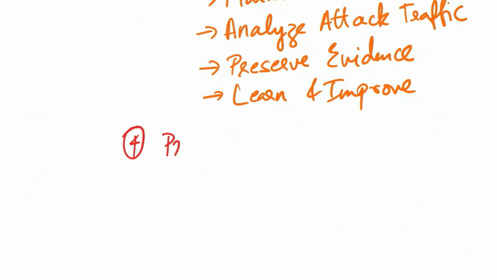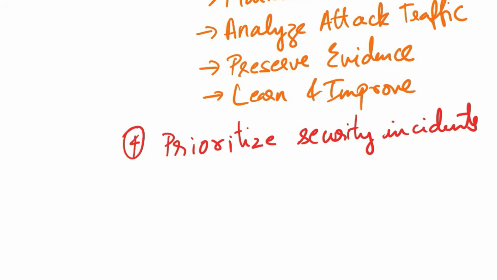The next question is, how do you prioritize security incidents? Prioritizing security incidents in a SOC is a crucial step in effectively managing and responding to cybersecurity threats. SOC analysts use various criteria and methodologies to assess the severity and importance of security incidents. Some of the steps and considerations for prioritizing security incidents in a SOC will be discussed now.